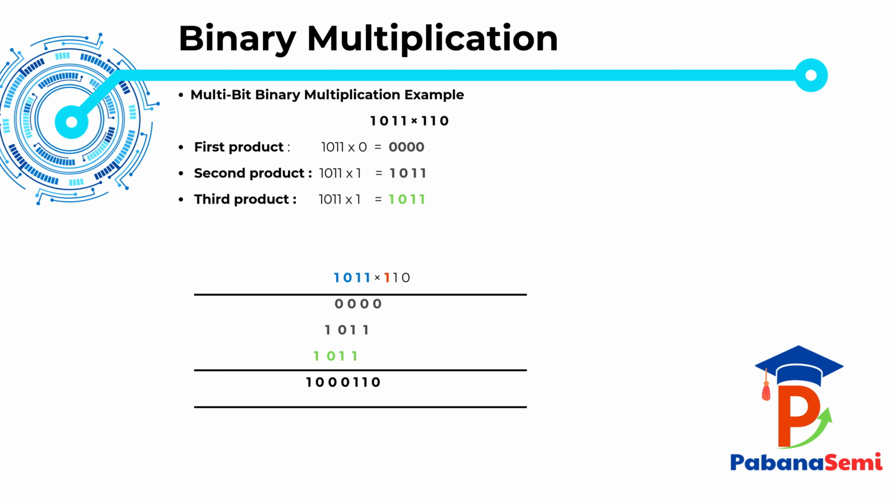Final step, add all partial products. Now we add all the partial products together. 0 0 0 1 0 1 1 0 1 0 1 1 0 0. When we add them up, the final result becomes 1 0 0 0 0 1 0. So, the multiplication 1 0 1 1 times 1 1 0 gives us 1 0 0 0 0 1 0 in binary, which equals 66 in decimal.